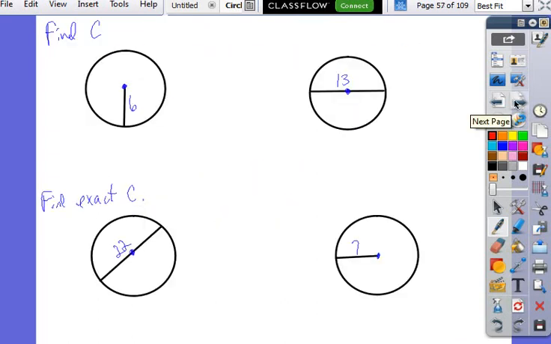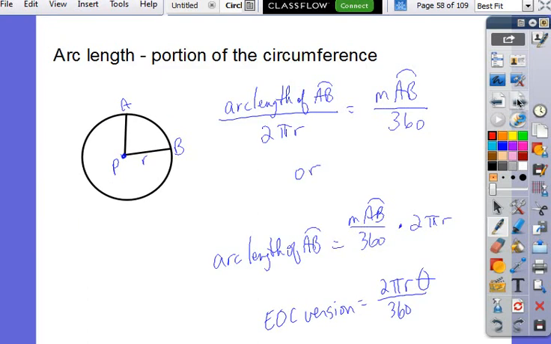We should be good on circumference, right? Should. Yeah. If it gives you the r, do 2 pi r. If it gives you the diameter, do the diameter, pi times d. So, this is the part we need to get.